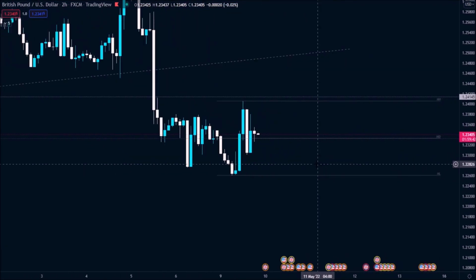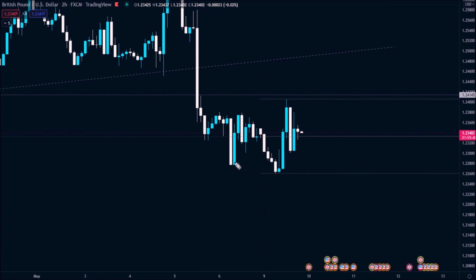As you can see, it started off the day, came down, took some stops, rallied, came up, took some stops, and now we're back in the middle of the range. So what's going to happen from here is I'm looking for some selling opportunities.